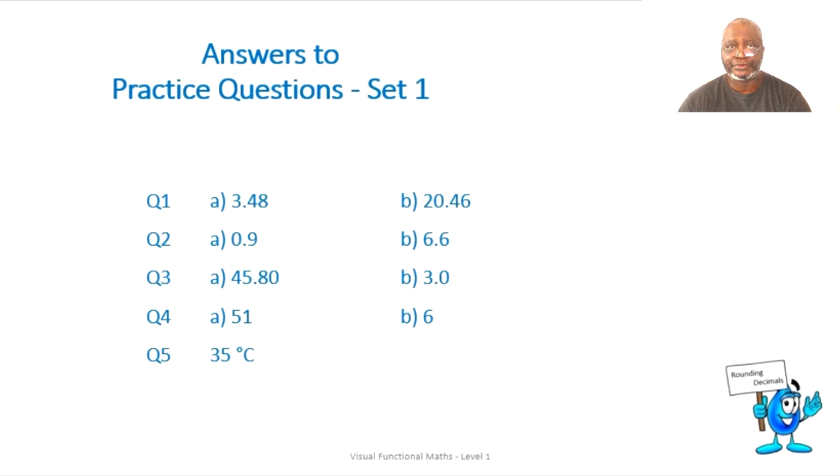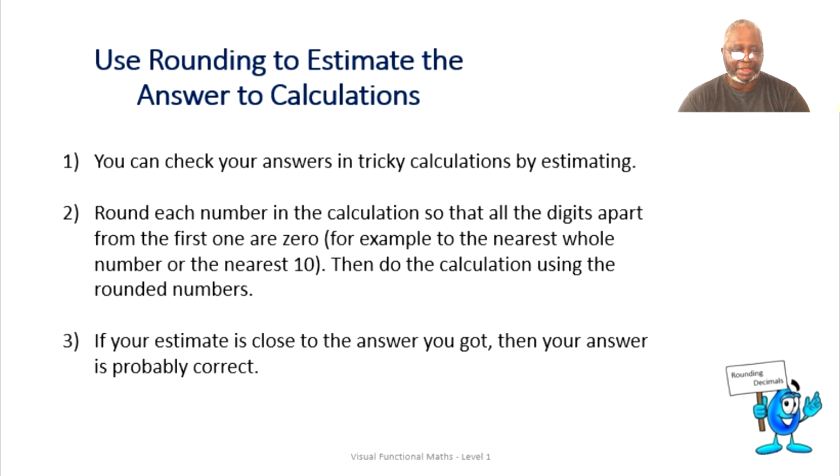Just make your correction. Use rounding to estimate the answer to calculations. This is important because this happens in the corporate world. So let's look at what it says. You can check your answers in tricky calculations by estimating. Round each number in the calculation so that all the digits apart from the first one are 0. For example, you can round to the nearest whole number or to the nearest 10.